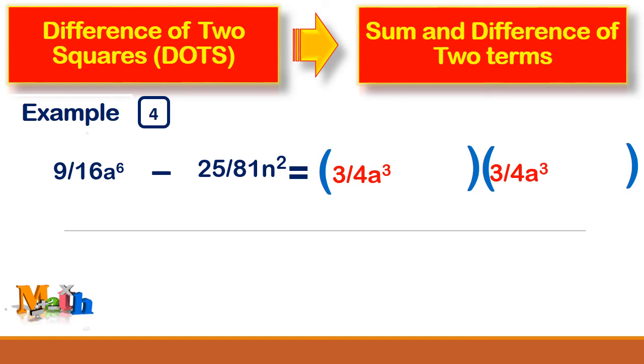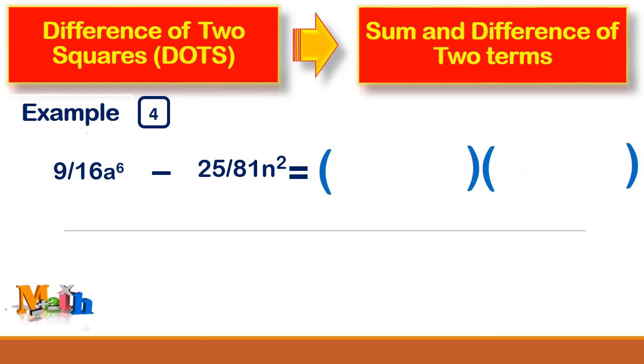Then, get the square root of the second term. So, the square root of 25 is 5, the square root of 81 is 9, the square root of n squared is n. So, we have 5 over 9n. Since 5 over 9n times 5 over 9n equals 25 over 81n squared. And writing the answer as a sum and difference of two terms, so we have 3/4 a cubed plus 5 over 9n times 3/4 a cubed minus 5 over 9n.